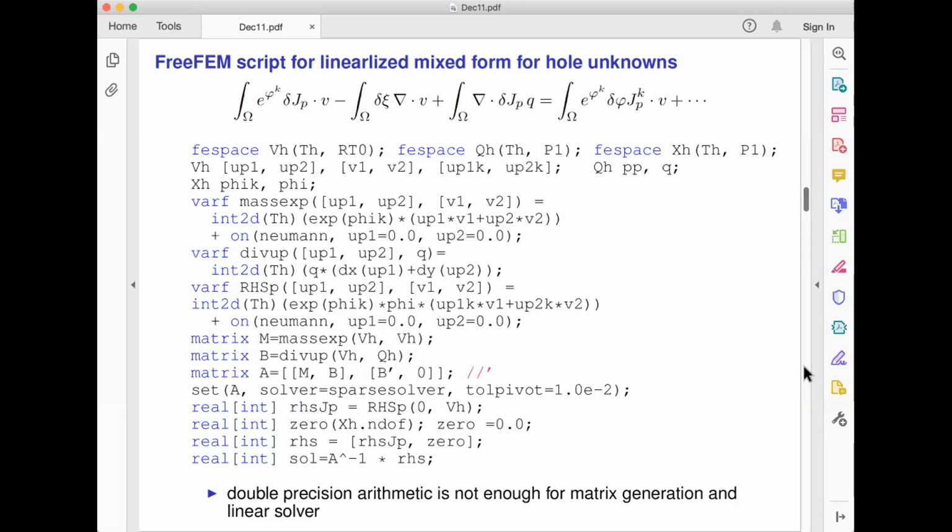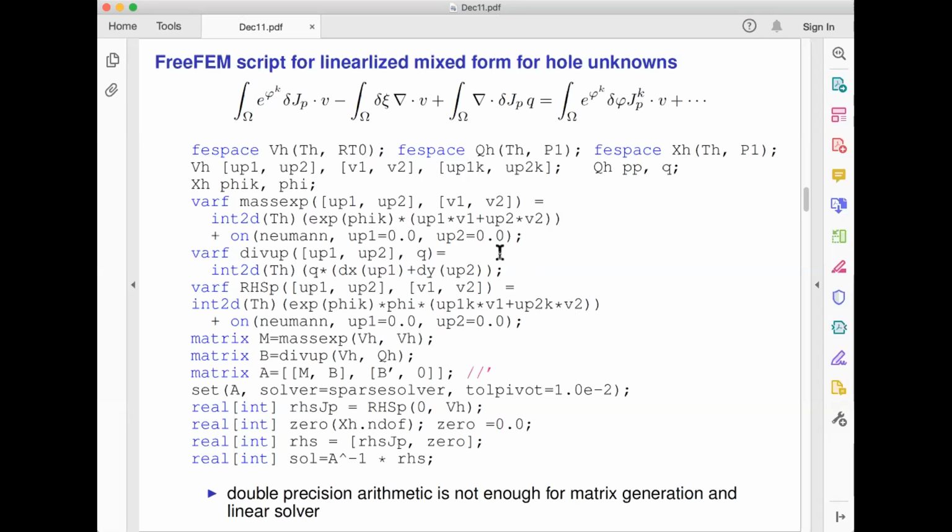So if we want to write this kind of equation in a FreeFEM script, it is not difficult. Nothing difficult. Just define the FE space BH on the TH mesh, with the lowest order Raviart-Thomas element. Next one is for the hole concentration. The space name is QH, on the same mesh TH, with the P1 element. And for the previous value of the electrostatic potential, I use the XH function based on the same mesh with the P1 element. And then the variational formulation is defined by the L2 inner product with the exponential weight.